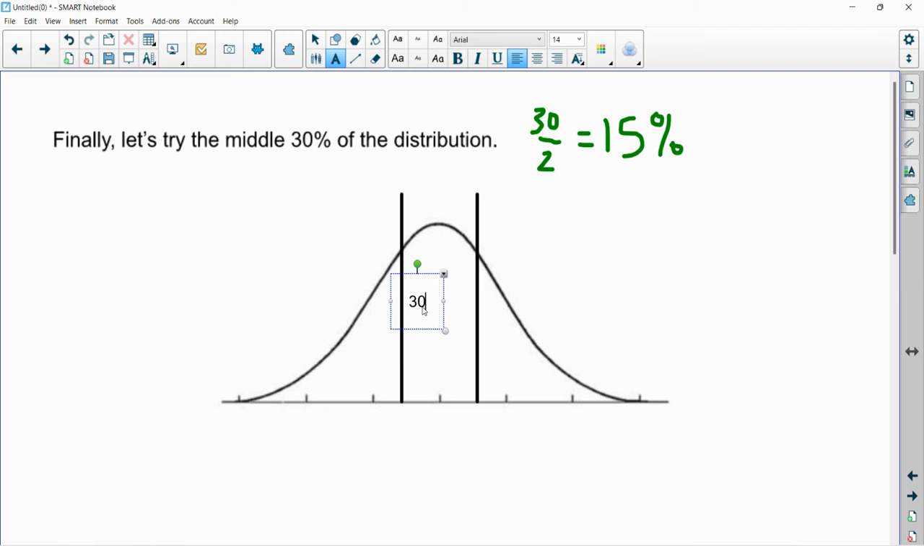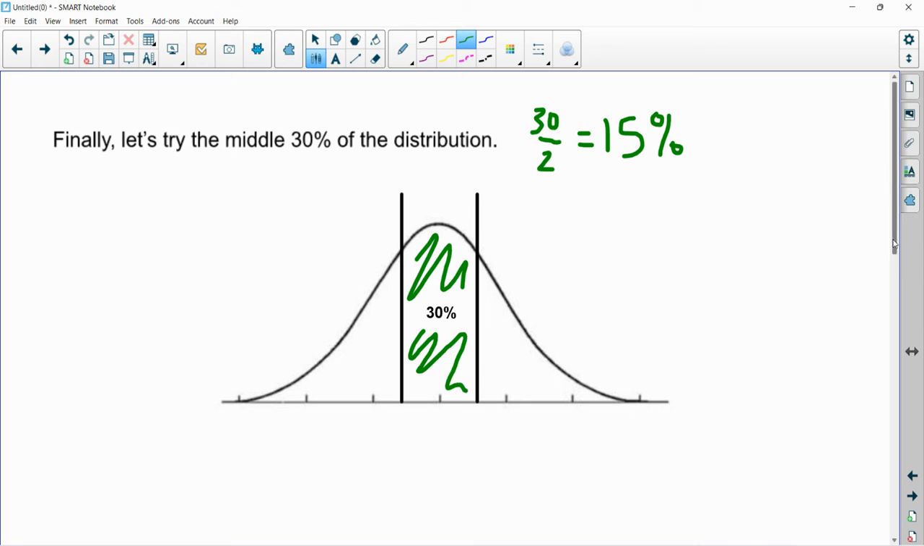So let's label it 30%. Okay. Make that bold. All right, so now we're ready to go. Let's go ahead and just shade that in a little bit because we know we're working in the middle. All right, so now the question is, how do we figure out z-scores? Well, we're going to need two z-scores. Not only that, we're going to need to figure out some percentages.